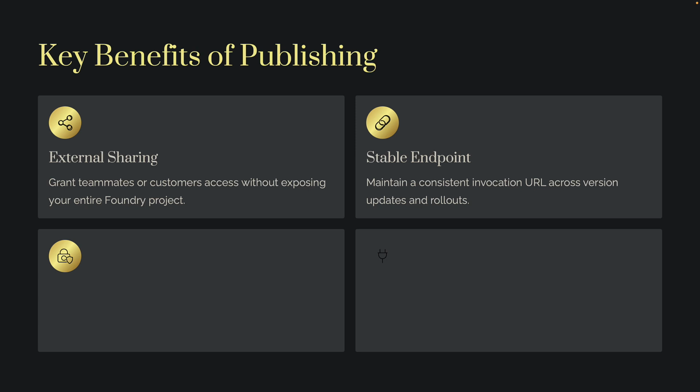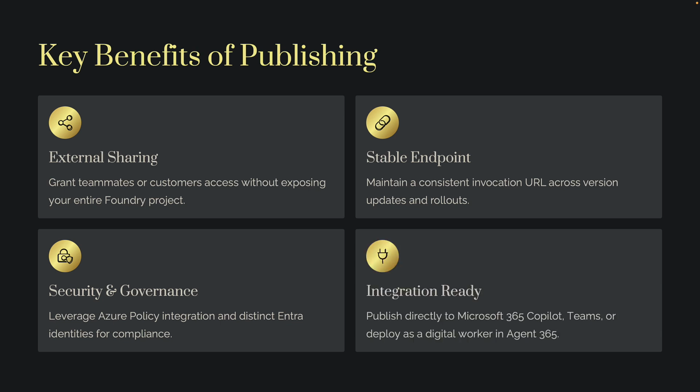Publishing will give you a consistent invocation URL across version updates and rollouts, and we will see that as well. Security and governance is very important because you can leverage Azure Policy integration and a distinct Entra identity. The good news is that Microsoft has come up with another product, like Entra ID, you have the Agent Entra ID as well, where every agent is considered a non-human identity. The same way we have identities for humans, you will have identities for agents as well.